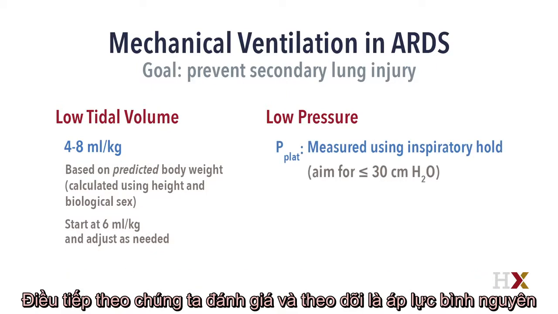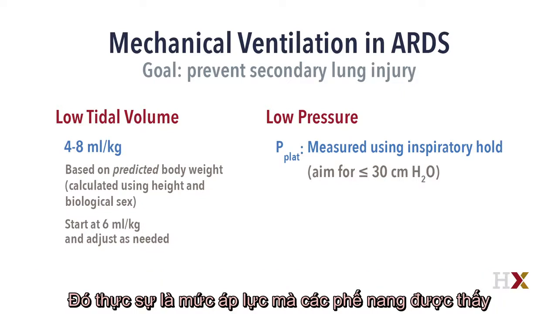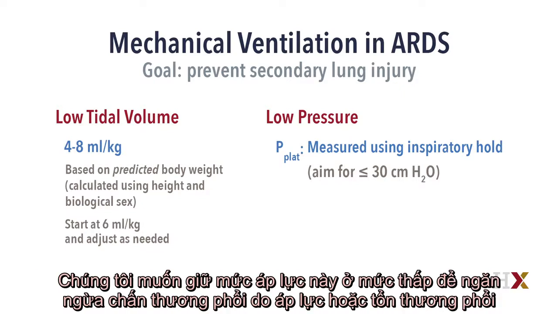The next thing that we evaluate and monitor is the plateau pressure. As we discussed in the physiology portion, the plateau pressure is the pressure that we obtain when we stop all flow and let the pressures equilibrate. It's really the pressure that the alveoli see. We want to keep these pressures low to prevent barotrauma or injury to the lungs.